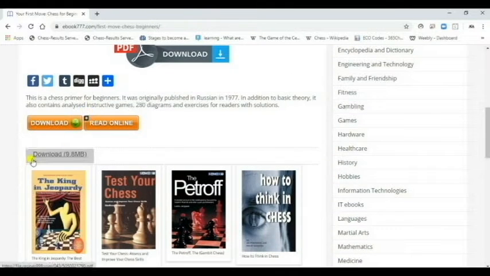So here in the red you can see download. This is the button you have to press. Then the file will automatically download. The entire book, there will be no excerpts. This is the complete book.